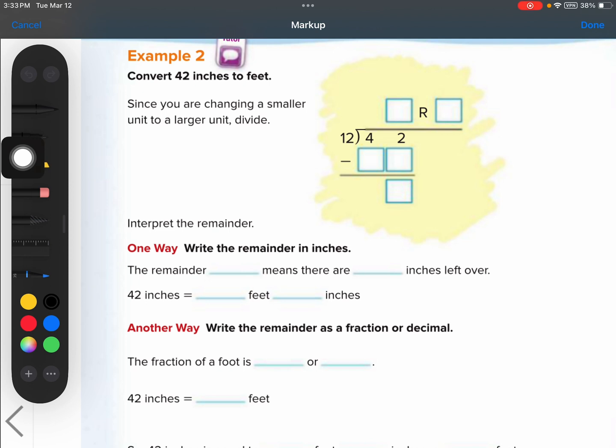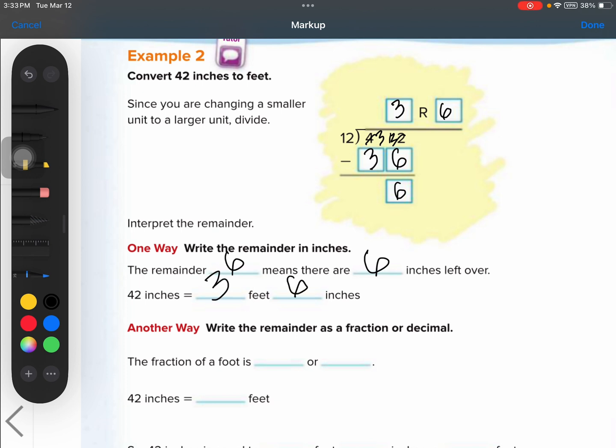So 12 will go into 42 at least 3 times. 3 times 12 is 36. 42 minus 36 is 6. So we have 3 feet and 6 inches left. So the remainder, 6, means there are 6 inches left over. 42 inches equals 3 feet and 6 inches.